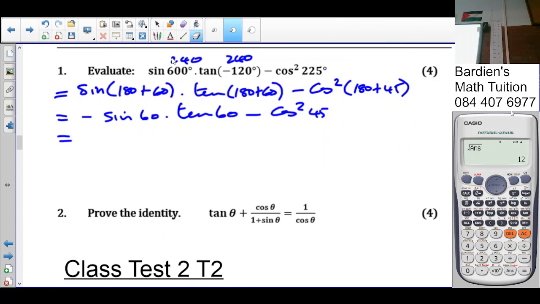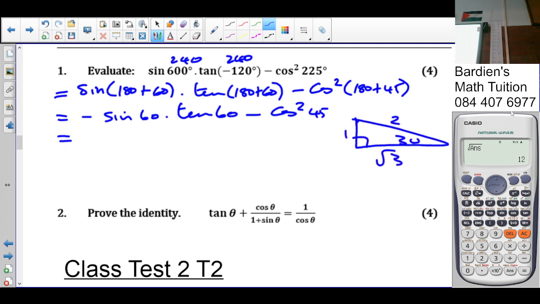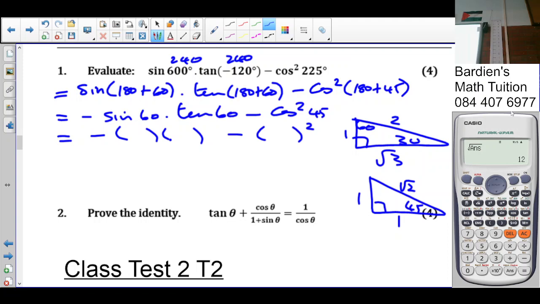I told you to write it on the side. It's going to be the 30, 60 triangle with sides 1, 2, root 3, and I need this isosceles triangle with sides 1, 1, root 2. So we have sine of 60, tan of 60 minus cos squared 45. Sine of 60 is root 3 over 2. Tan of 60, opposite over adjacent, is root 3 over 1.